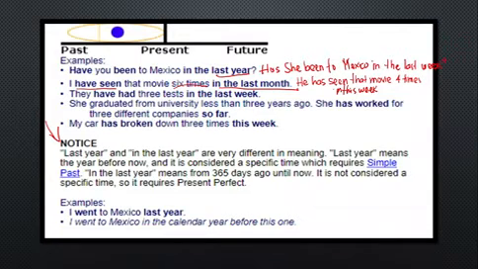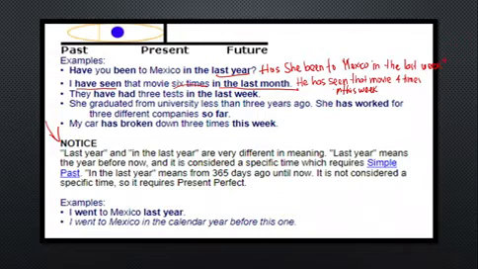Last year means the year before now. El año pasado significa que es completamente el año pasado. And it is considered a specific time which requires simple past. In the last year means from 365 days ago until now. It is not considered a specific time, so it requires present perfect.